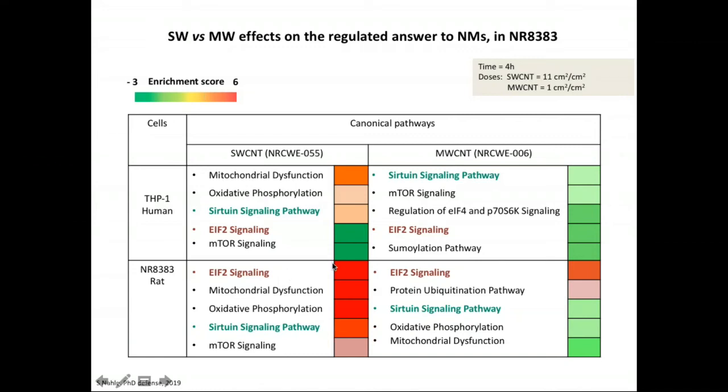What was interesting is that we have quite the same activation between single wall and multi-wall in rats. And when we checked in THP1, it was also the same kind of answer, but this time it was a regression for EIF2 signaling, related to endothelial stress response.